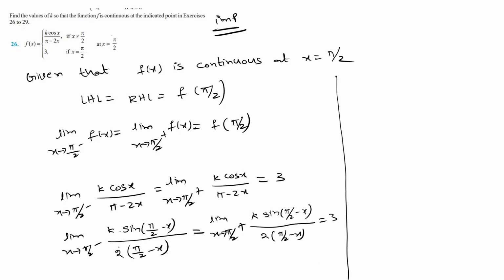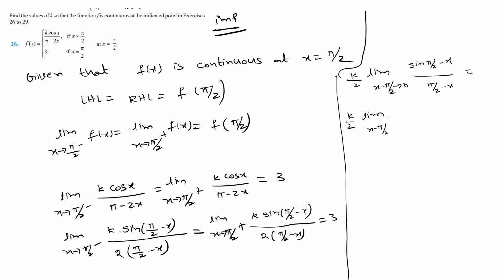Now this k and 2 are constants, so we will take them out. So k by 2 into limit, where pi by 2 minus x, or x minus pi by 2, tends to 0, sin of pi by 2 minus x divided by pi by 2 minus x. Here also k by 2 you can take out, with the limit of pi by 2 minus x tending to 0, sin of pi by 2 minus x divided by pi by 2 minus x, which is equal to 3.